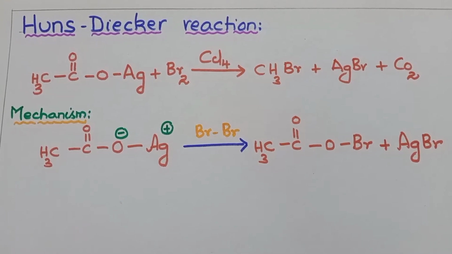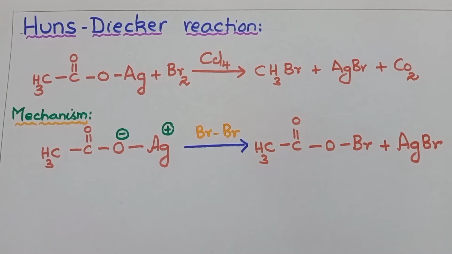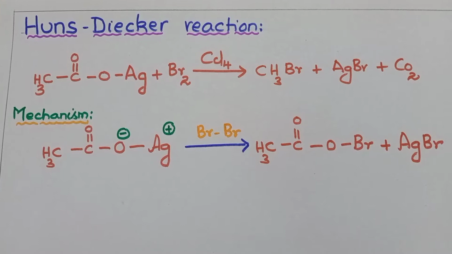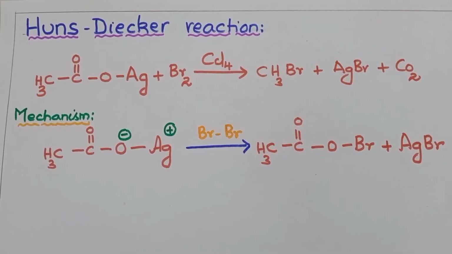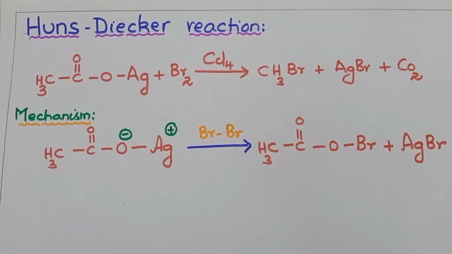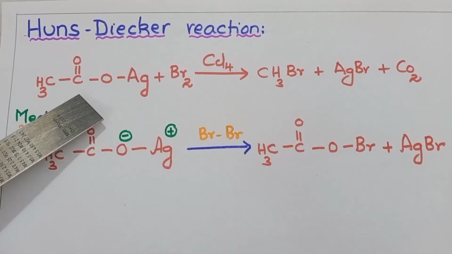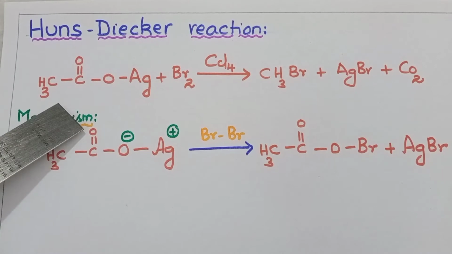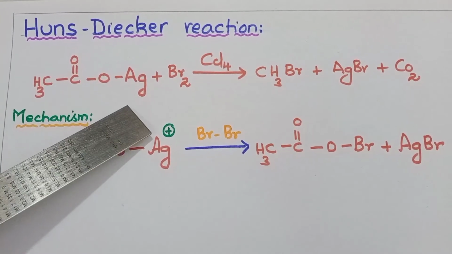Once again students, when silver salts of carboxylic acids are treated with bromine or chlorine, here also in the presence of CCl4, the product would be alkyl halide. But here is one important point to be noted. Look at the reaction. I have taken the example silver acetate, the silver salt of a carboxylic acid.